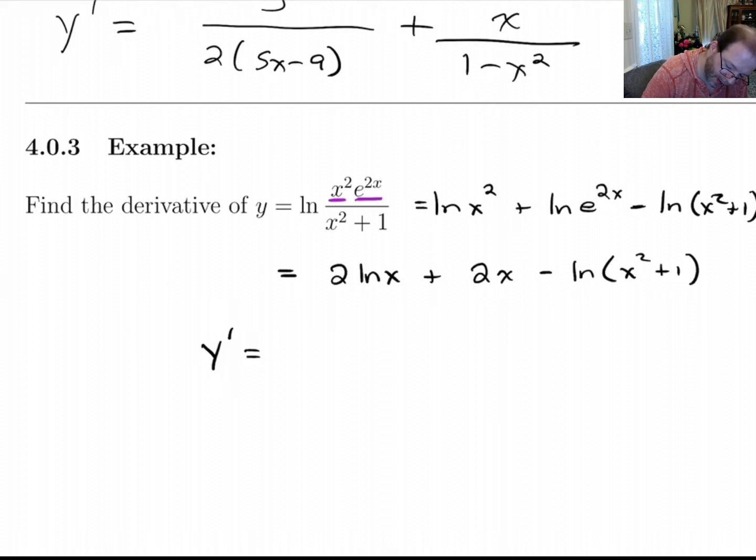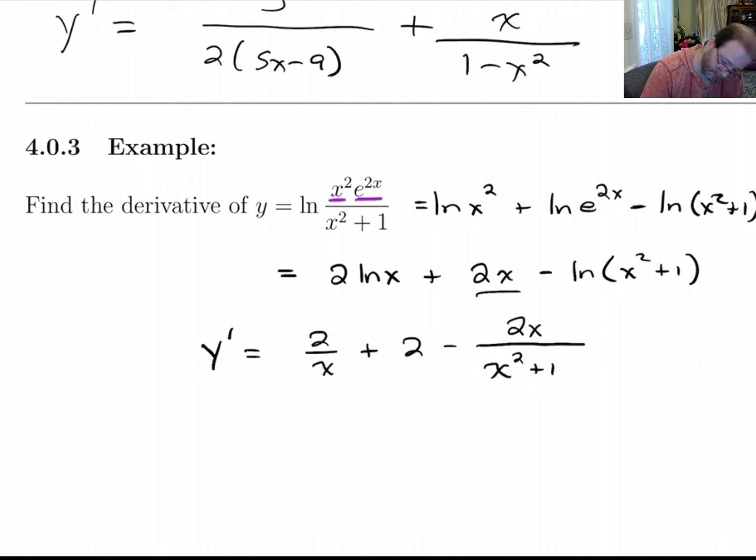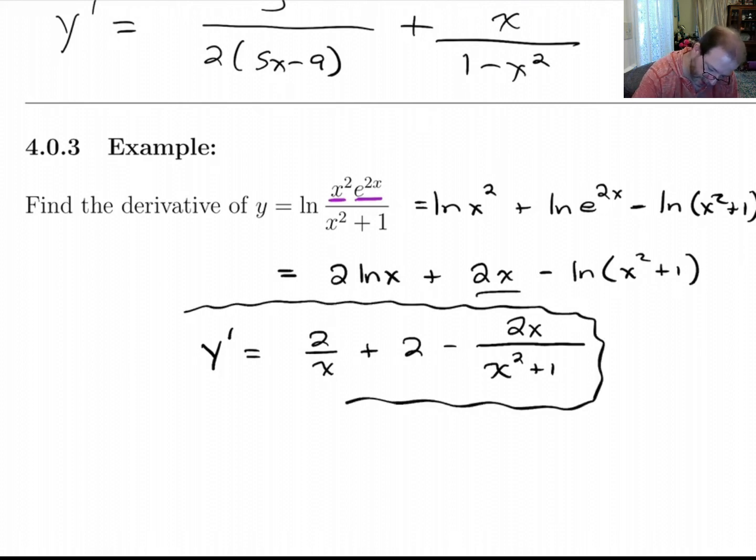So my y prime then is going to be 2 over x. Derivative of that's just 2. And then the natural log down there, we get x squared plus 1 under 2x. And there's not really anything we can do to simplify that, so I'm just going to circle that and let that be my answer.